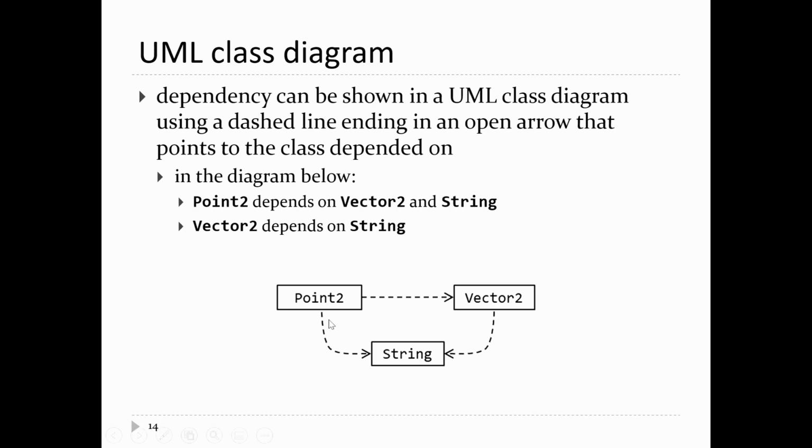When you look at this diagram, what does it tell you? It says if I make a change to vector2, then that potentially affects the point2 class. So if I make some changes to the methods in vector2, that potentially affects the way that point2 works. If I make a change to string, that potentially affects the way that point2 and vector2 work. You might have to recompile, you might have to edit your code, you might have to do something. You might not have to either. But that's what dependency means: any changes to that class affects any class that depends on that class.